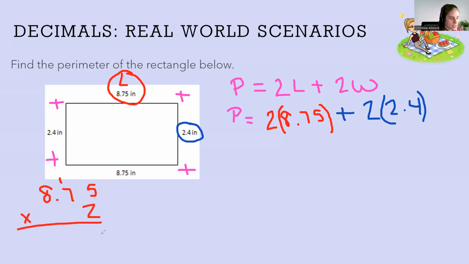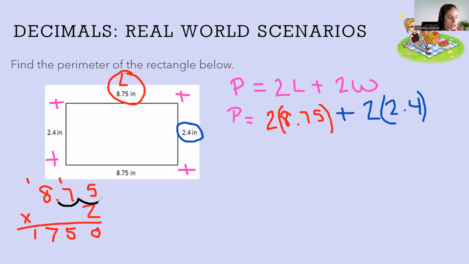2 times 5 is 10. 2 times 7 is 14, plus 1 is 15. 2 times 8 is 16, plus 1 is 17. And then to determine where our decimal would go, remember we look at the original problem.